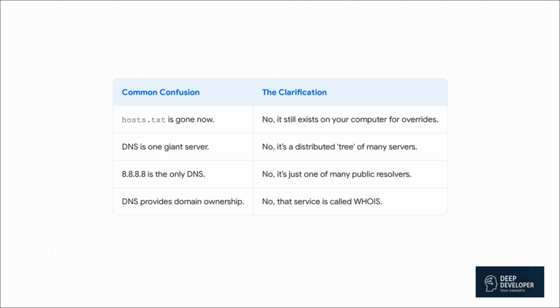Myth 3: 8.8.8.8 is the DNS. No, that's just Google's very popular public resolver. There are many others. And finally, myth 4: DNS tells you who owns a domain. Actually, that's a different service called Whois.